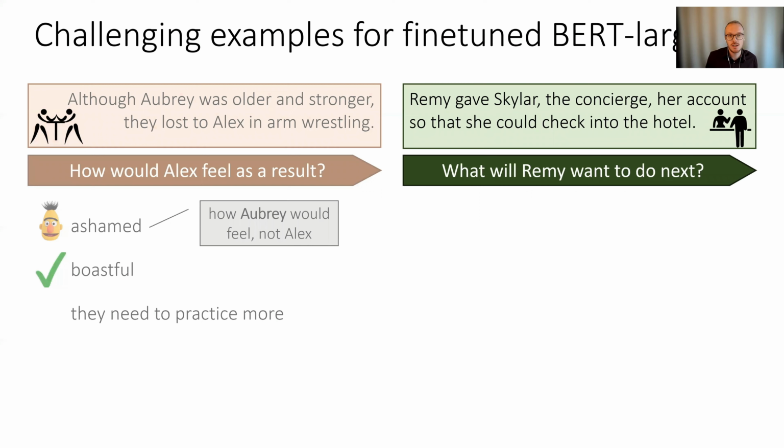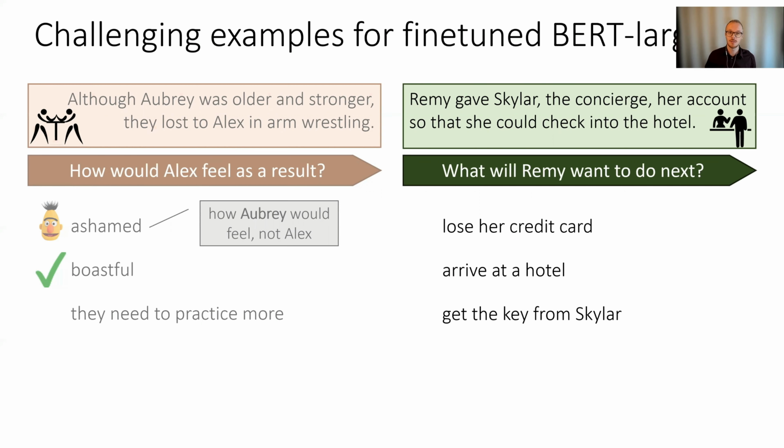The second situation is Remy gave Skylar, the concierge, her account so that she could check into the hotel. And here the question is, what will Remy want to do next? Given three options: lose her credit card, arrive at a hotel, get the key from Skylar. And so here again, after checking in, of course, getting the key from Skylar makes the most sense. However, BERT here chooses that Remy will want to arrive at a hotel after checking into the hotel, which is clearly what Remy had to do before the situation took place.